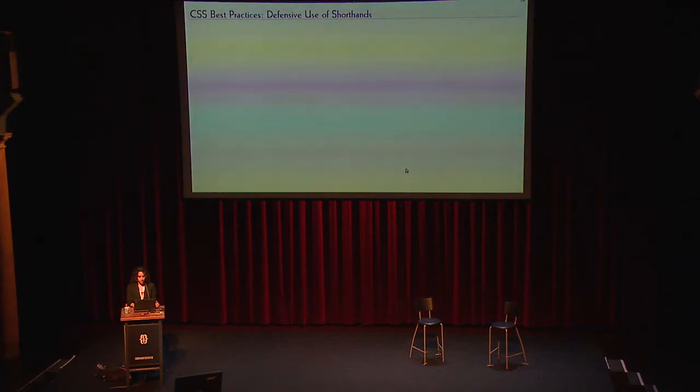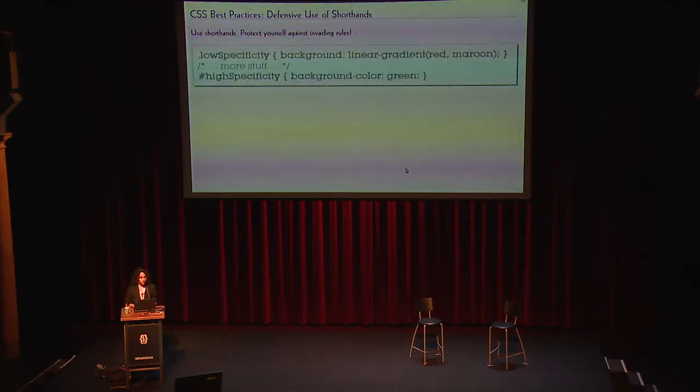And then the last one is kind of not related to layout, but please use shorthands. Protect yourself against invading rules. If we take a look at this example, what color is the box if it has both of these selectors? Clearly higher specificity wins, right? It's going to be green, but the background also has an image. The image cascades in with the color. The image is laid over the color. We have a red box. Red is bad for testing, so that's clearly not what I intended. I intended the background color to be green.